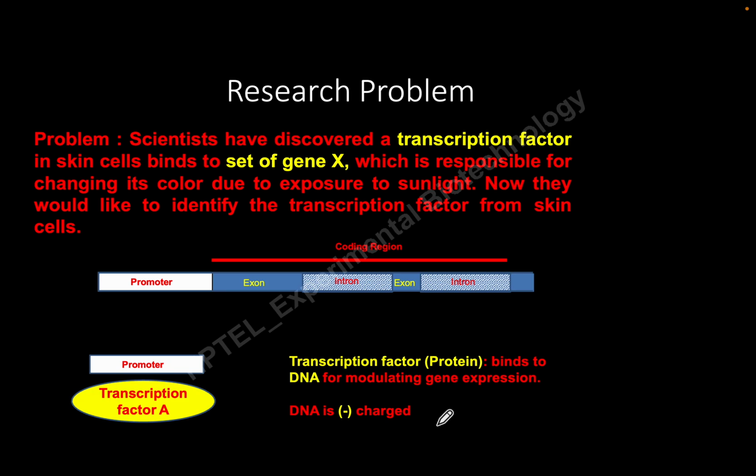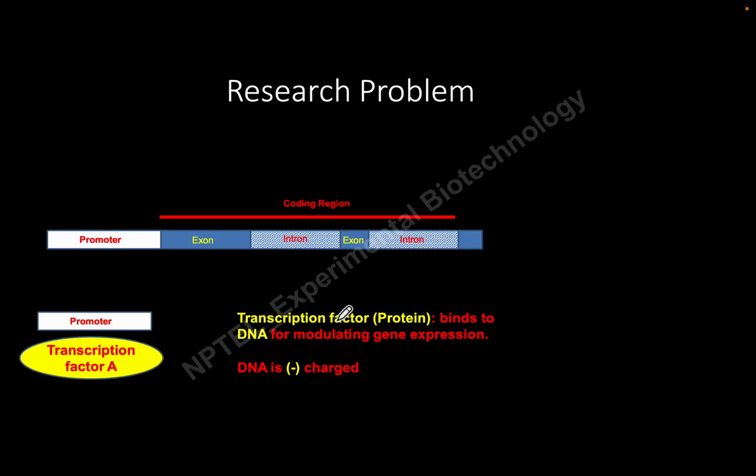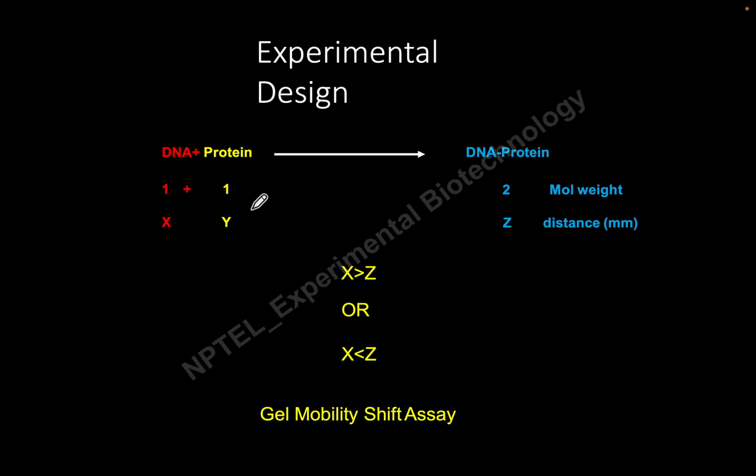So what they can do, if they want to analyze whether the DNA is interacting with protein or not, they can do EMSA. They will be able to do DNA footprinting to know the exact sequence where the protein is bound. Okay, so experimental design. Here you have DNA plus protein, 1 plus 1, x plus y, and then the DNA protein complex. So if your molecular weight is 1 plus 1, the total is 2, and xy, and so the name is Z. Now, x greater than Z or x less than Z.